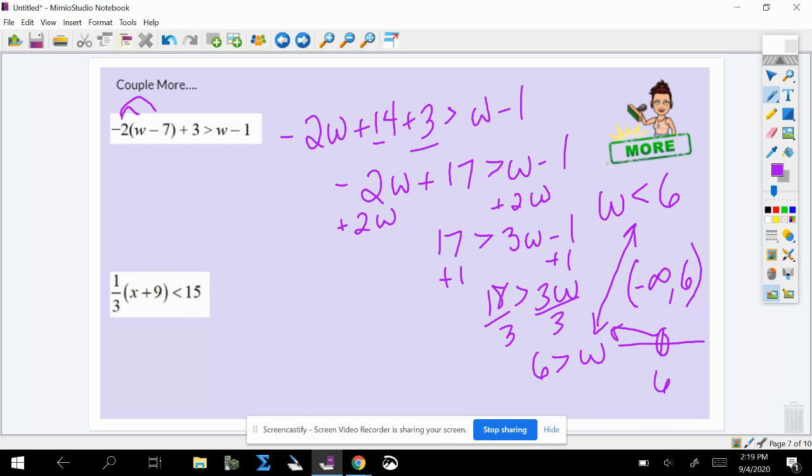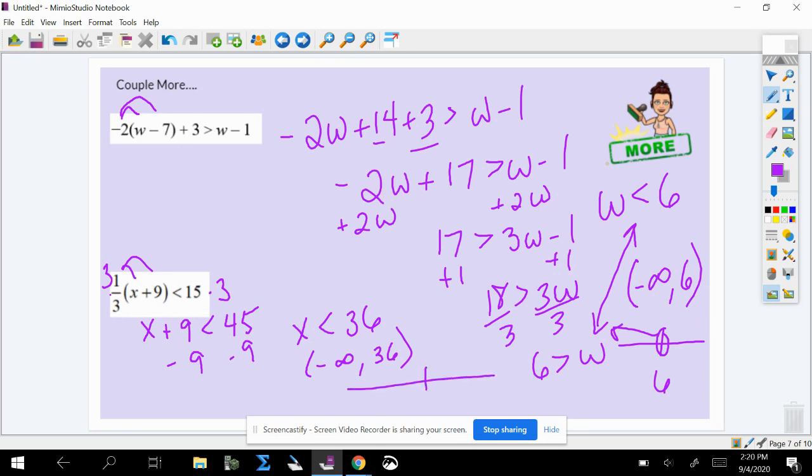With this one, you can either distribute the 1/3 through, or if you want to get rid of that 1/3, you can actually multiply by the reciprocal right away. That is perfectly legal to do. What that does is it gets rid of parentheses over here, and now 15 times 3 is 45. That's not the only way to do this one. You could have distributed right from the beginning. Subtract 9 on both sides, so you get x is less than 36. My interval notation is from negative infinity to 36 with parentheses, because 36 is not included. And my number line has an open circle at 36, and it's everything smaller than that.